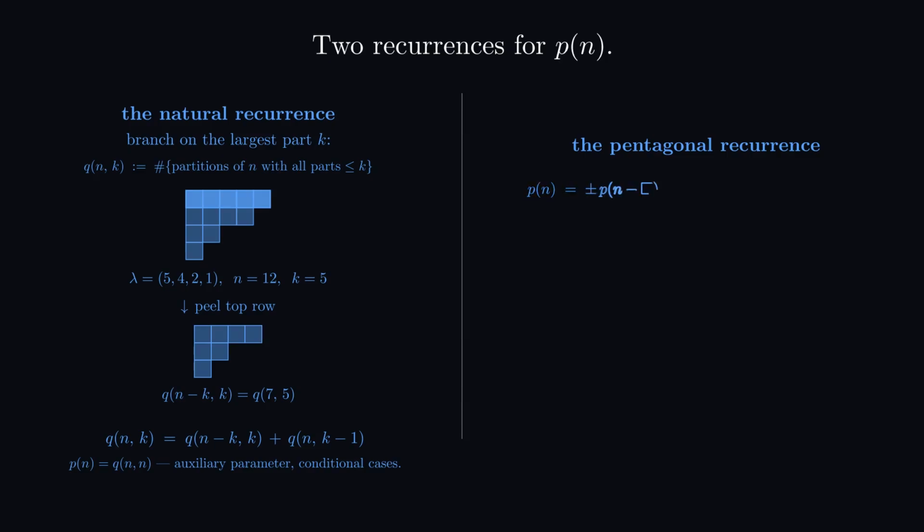There is another recurrence. The left side is still p of n. The right side is an alternating sum on a single line with no extra arguments. What goes in the boxes?